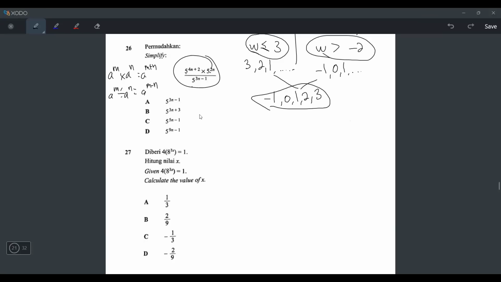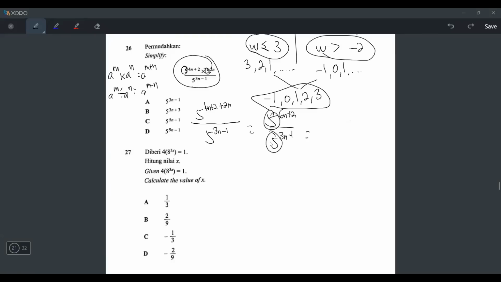Okay, so now I will do it one by one. The down one, I will leave it first. I can see this is base 5, this is base 5. So the base is same, right? So I can take the power and plus. So it'll be 4n plus 2 plus with 2n. Now I will end up with 5 power 4n plus 2n is 6n plus 2, divide 5 power 3n minus 1. And now only I will divide.